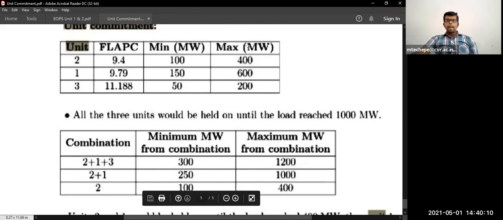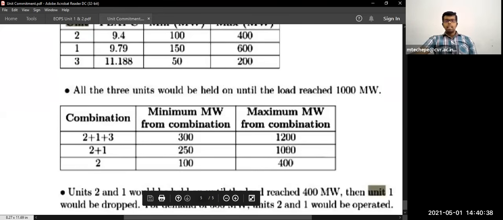Again the maximum megawatt combination: 400 plus 600 plus 200. So 1000 plus 200, it is 1200. Again 2 plus 1 combination: 100 plus 150, that is 250 megawatt. Here 400 plus 600, 1000 megawatt. Here I am writing. Next is 2 alone, so 100 and 400 megawatt. So easily I can write.